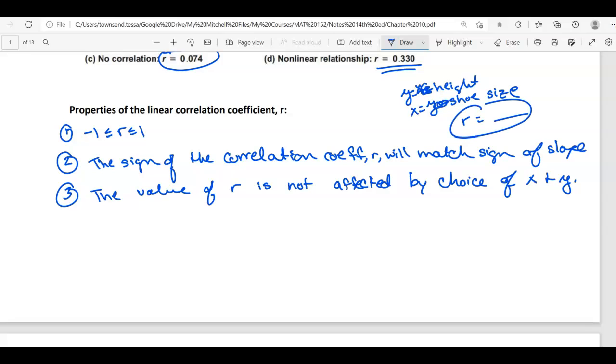Now, that regression equation will be different. You do have to be careful about choosing what's X and what's Y. But the correlation coefficient will be the same regardless.